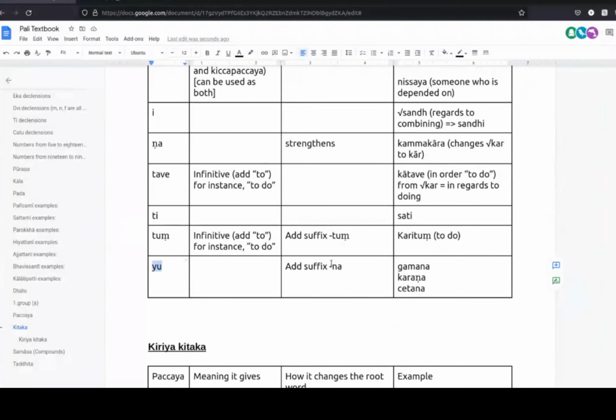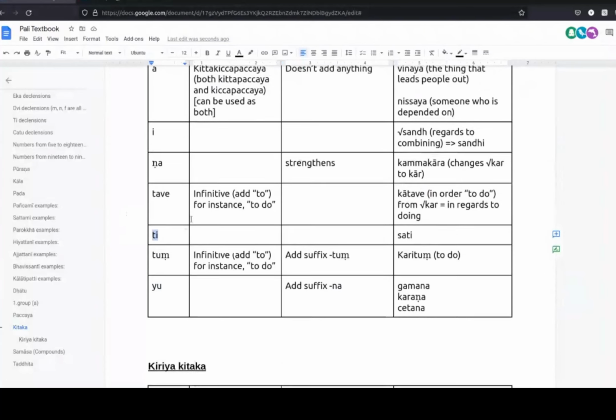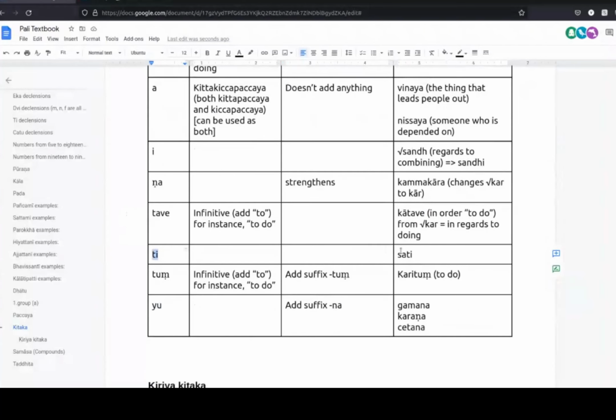Yeah, and this is you, I'm quite sure. You adds the suffix na, so the suffix is actually na. Oh, sorry, I missed ti. Ti, there's not many of them, but one notable is sati. So the root is sar. Sati comes from sar plus ti. Sar in regards to remembering. Yeah, sar plus ti becomes sati.